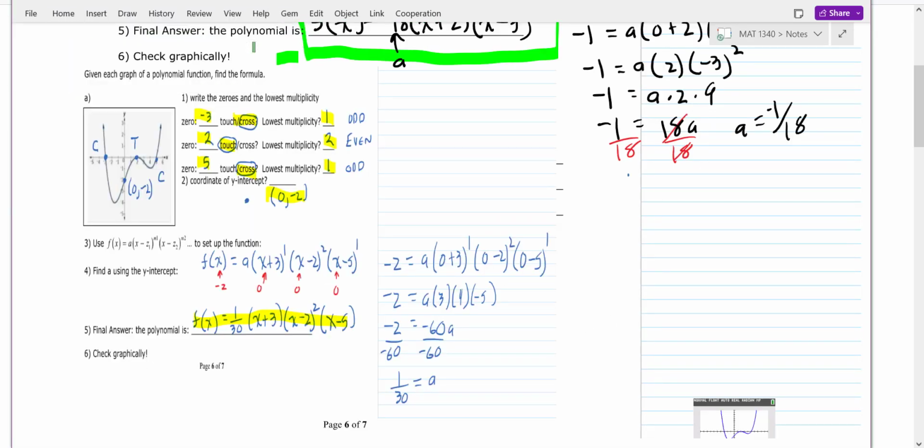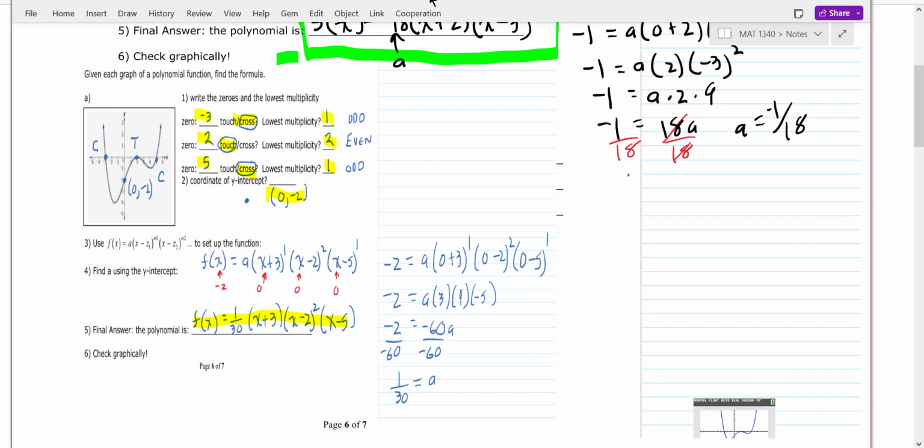So let me talk about what I did here. When you fill in the zeros, you have a 0 at -3, and we're crossing, so you can say it crosses the x-axis. If you cross, it's got to be an odd multiplicity. The lowest odd number is 1. Then you have a 0 at 2. It only touches, so the multiplicity has to be the lowest even number, so you would have 2 there. We also have a 0 at 5. It crosses, so the multiplicity has to be the lowest odd number possible. Then you add your y-intercept, 0, -2. That stuff should go right through.